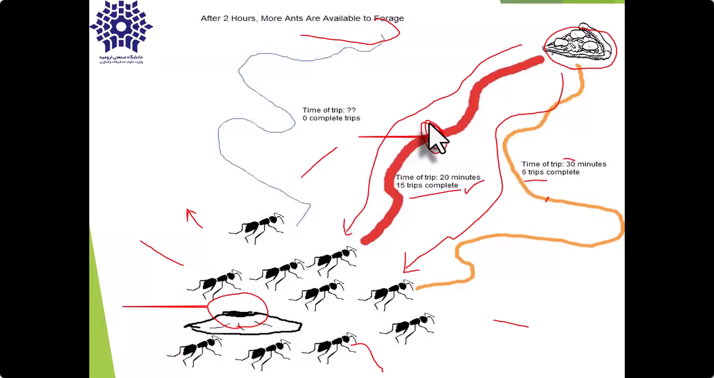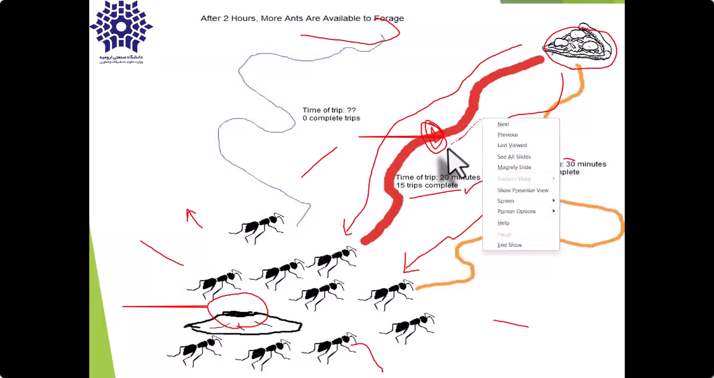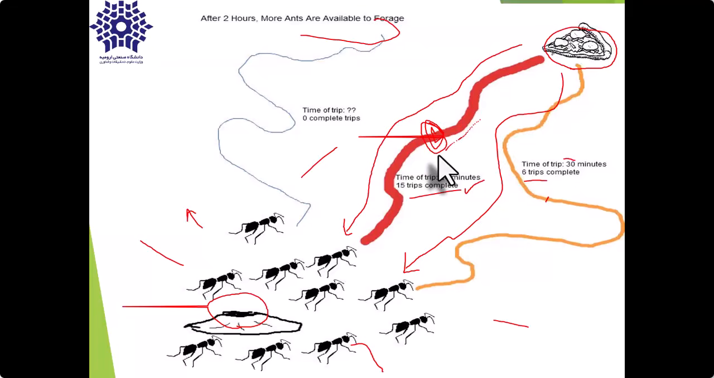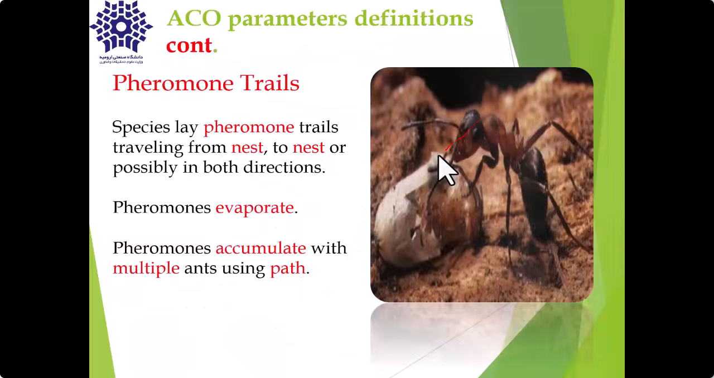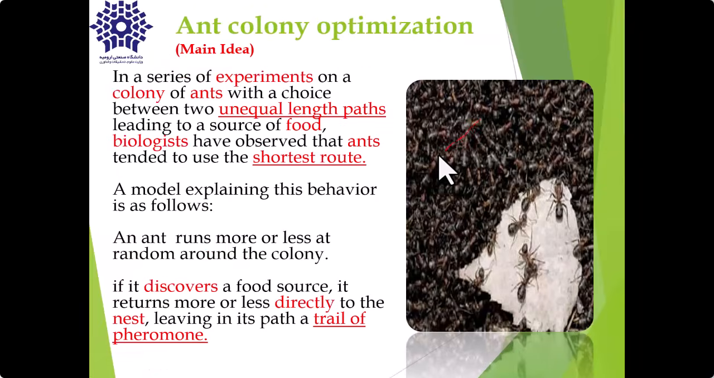How do the ants know this path is shortest? The main idea behind this: in a series of experiments on a colony of ants with a choice between two unequal length paths leading to a source of food, biologists have observed that ants tended to use the shortest route. A model explaining this behavior is as follows.